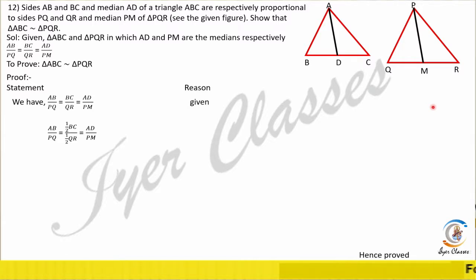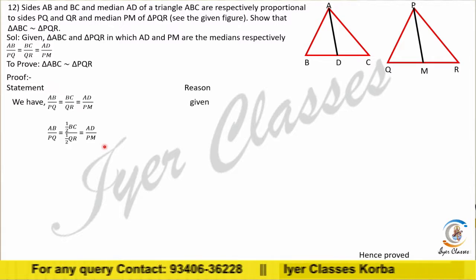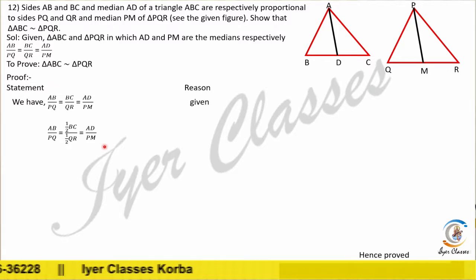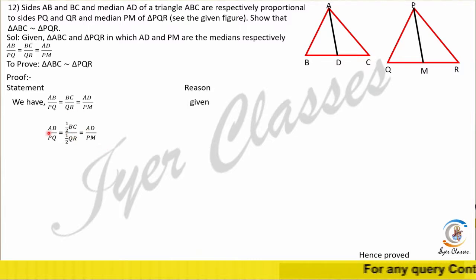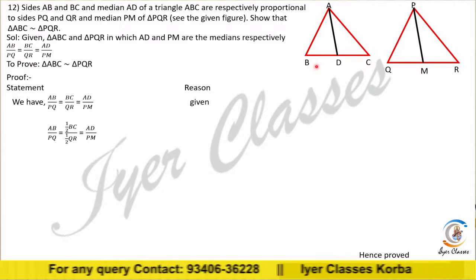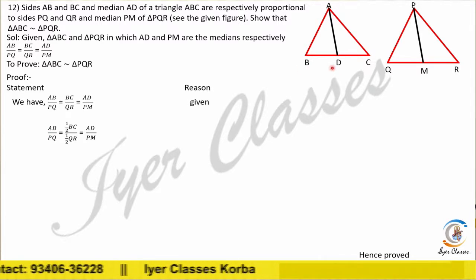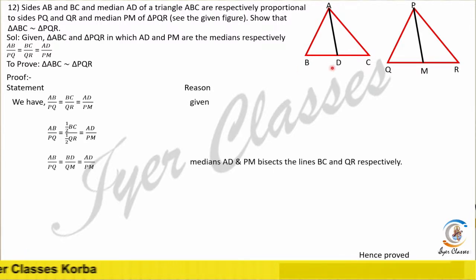AB by PQ, instead of BC by QR, I'll write it as half BC by QR, and that is equal to AD by PM. Now, this is not going to change the proportionality because I have multiplied half to both numerator as well as denominator. Okay, now what is half of BC? Since AD is the median, half of BC is actually BD and half of QR is actually QM.